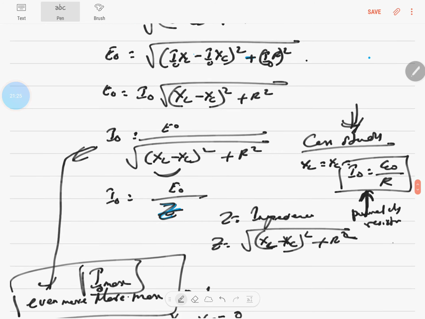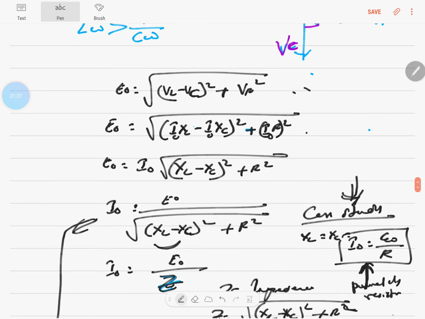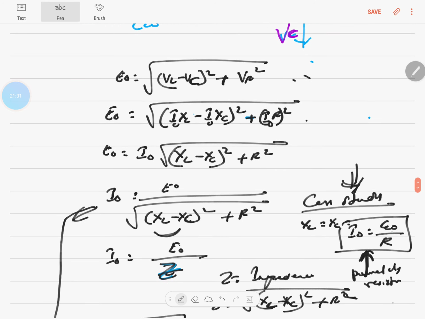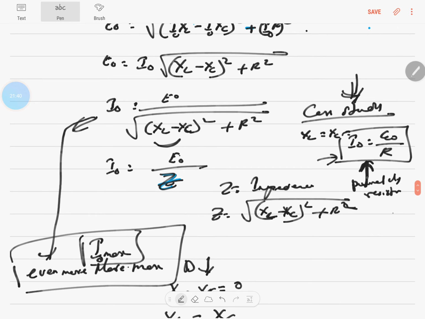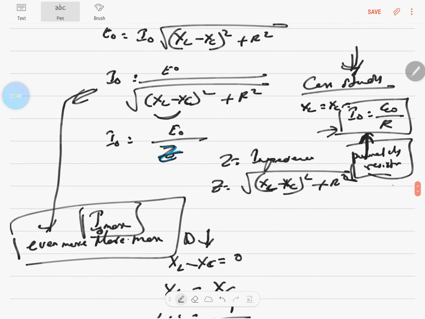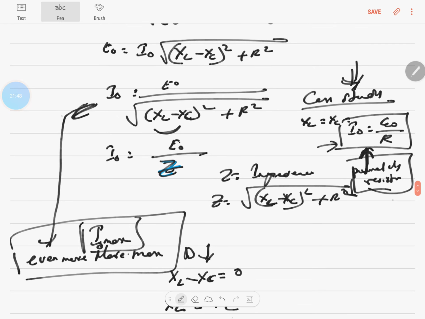What happens if XL becomes equal to XC? I told you in the graph they will get cancelled out and there will be only the resistor. So I0 itself will be just E0 by R, as all this goes away and it is just R square under the root. The circuit behaves like a purely resistive circuit when XL becomes equal to XC. You can see that this I0 is going to be even more maximum because the denominator is going to be lesser.